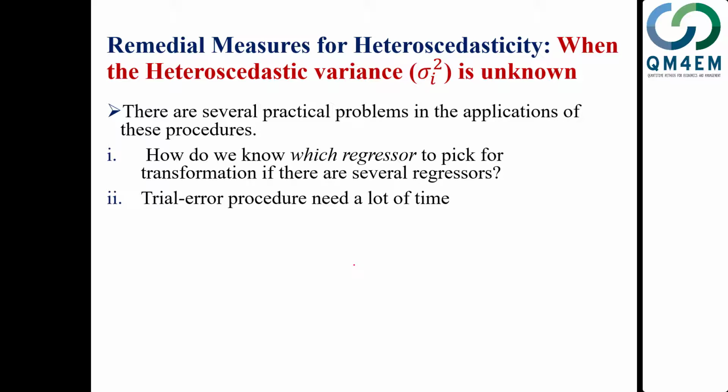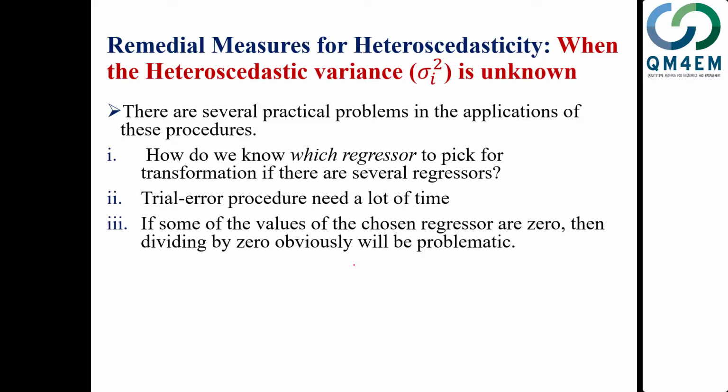It's quite possible you apply the first procedure, you guess that one explanatory variable could solve your problem, so you pick that variable and try the transformation, but when you apply the test your data is still heteroscedastic, so you have to pick another and try again. It's a guesswork, so it's not necessary that your first guess solves your problem, so you have to keep on trying until you solve the problem. That's why we call it a trial and error procedure, and it needs a lot of time.